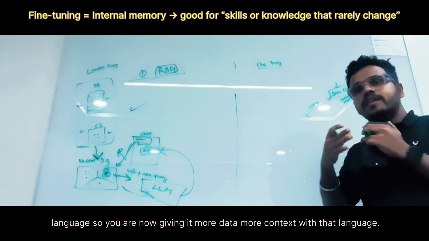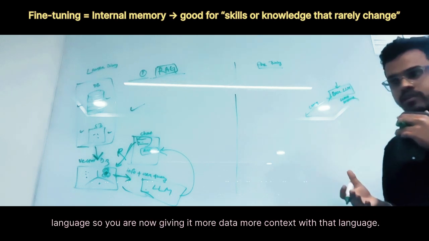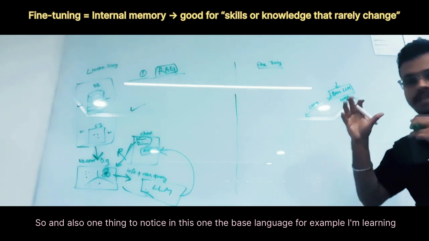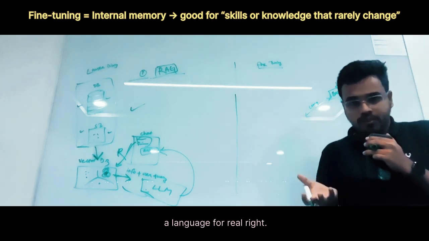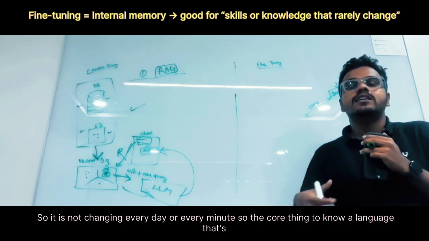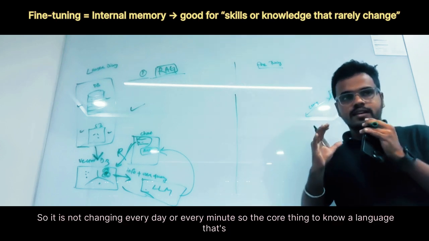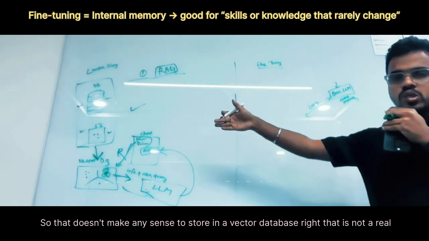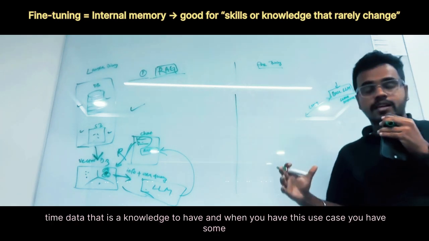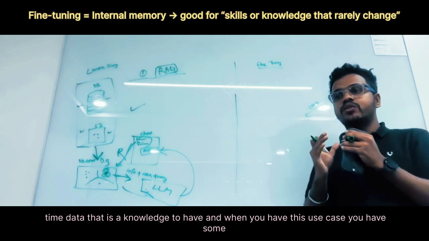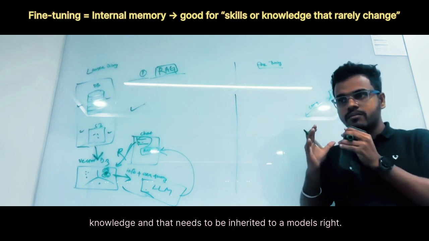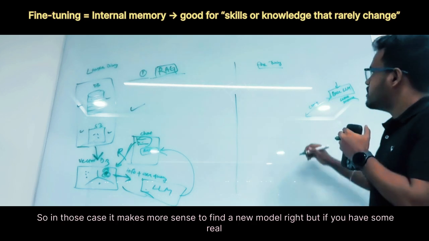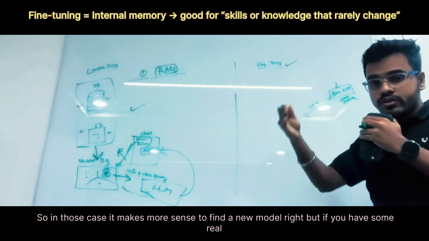So you are now giving it more data, more context in that language. Also notice that the language, for example Odia, is not changing every day or every minute. The core thing to know a language remains constant. So it doesn't make sense to store that in a vector database. That is not real-time data. That is knowledge to have. When you have a use case where you have some knowledge that needs to be inherited by models, in those cases it makes more sense to fine tune your model.